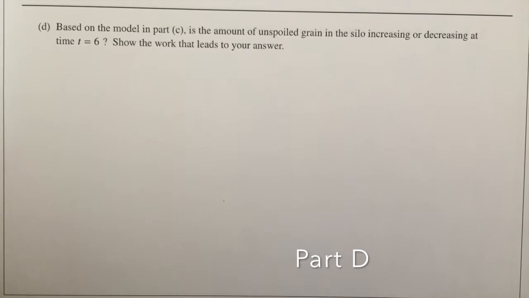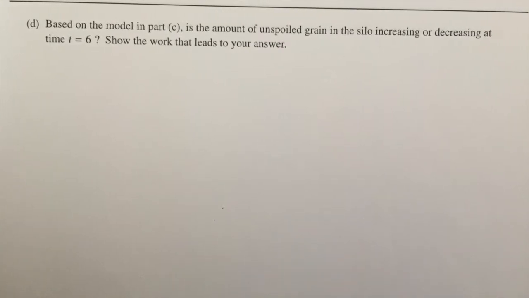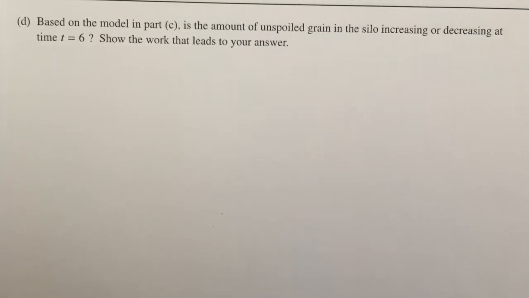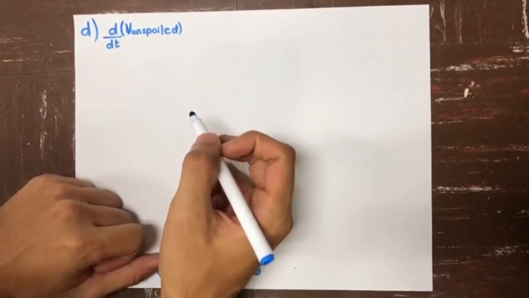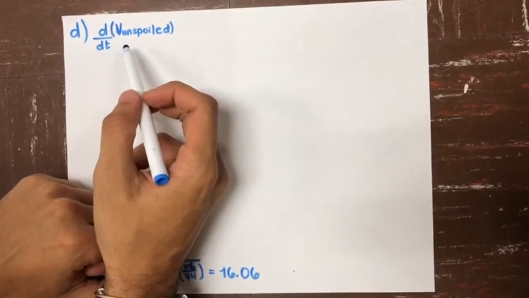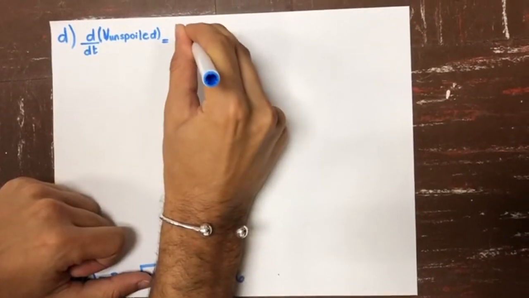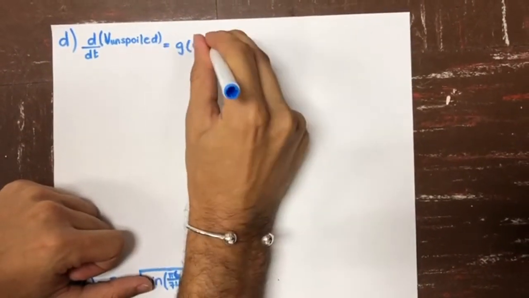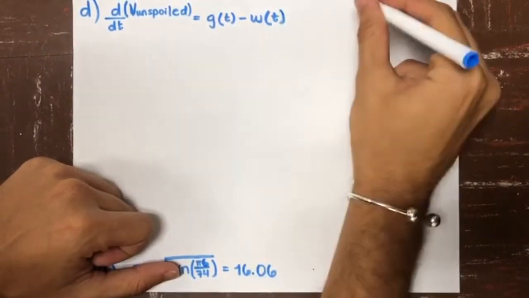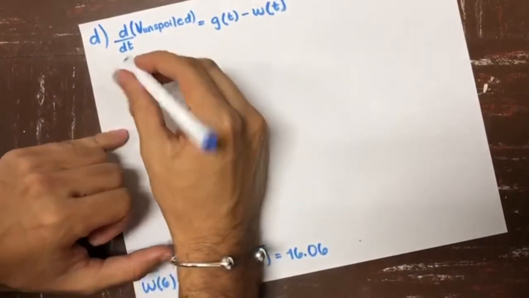D. Based on the model in part C, is the amount of unspoiled grain in the silo increasing or decreasing at time t equals 6? Show the work that leads to your answer. In order to find out whether the amount of unspoiled grain is decreasing or increasing, we need to find the derivative of the volume of unspoiled grain, which is given by how much grain is being added minus how much grain spoils at a given time. And the given time is t equals 6. So we plug in 6.